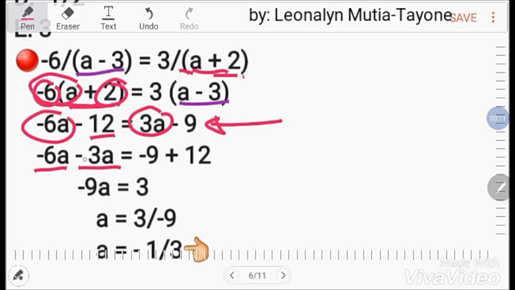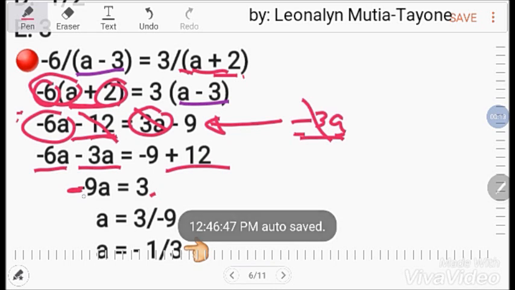So, nandito na siya. Bakit naging negative yan? Kasi bago mo siya i-transpose dito sa kabila, mag-minus ka ng 3a dito. Kung anong ginawa mo dyan, ganun din ang gagawin mo dito. So, nag-minus 3a ka para makancel na siya. So, nandito ang minus 3a mo. Ito namang si negative 12 dito, pag mag-transpose ka sa kabila, magiging positive siya kasi nag-plus 12 ka dyan para makancel si negative 12 dito at nandito na si plus 12. So, negative 6a minus 3a, that is negative 9a, equals negative 9 plus 12, and that is 3.